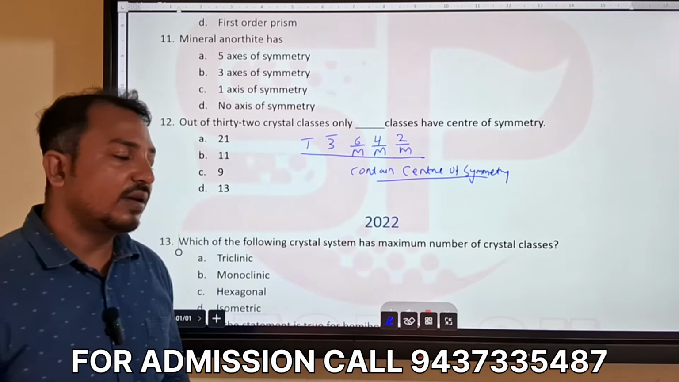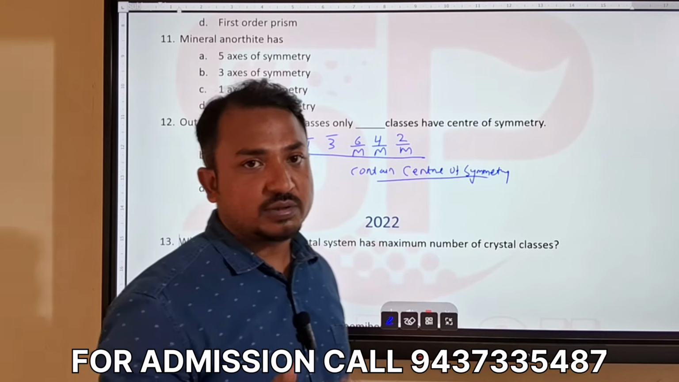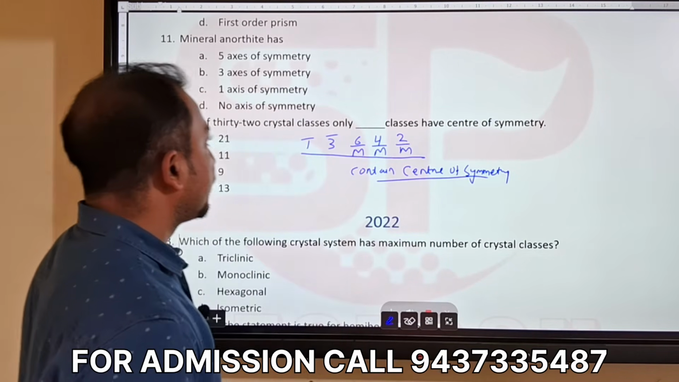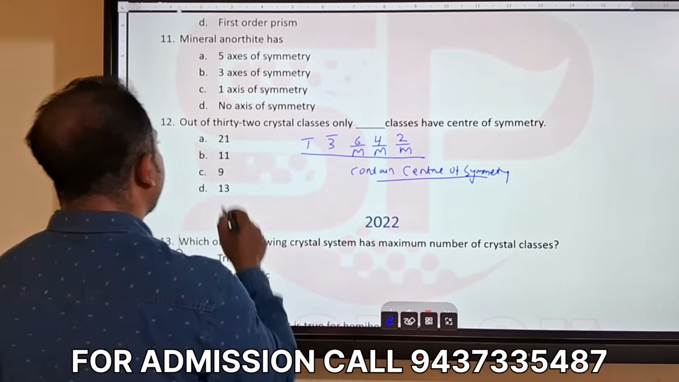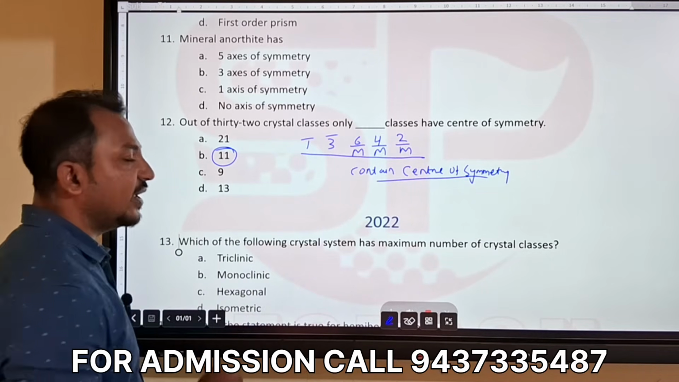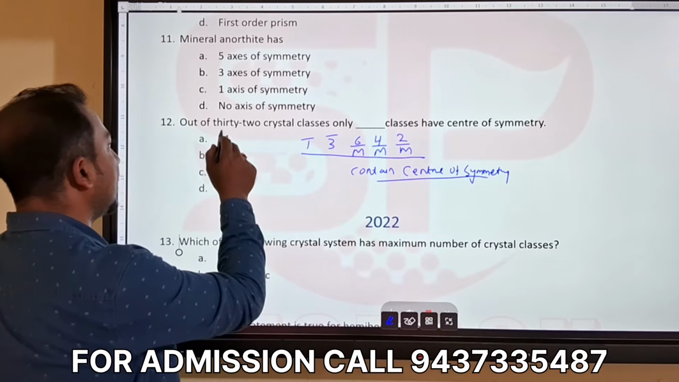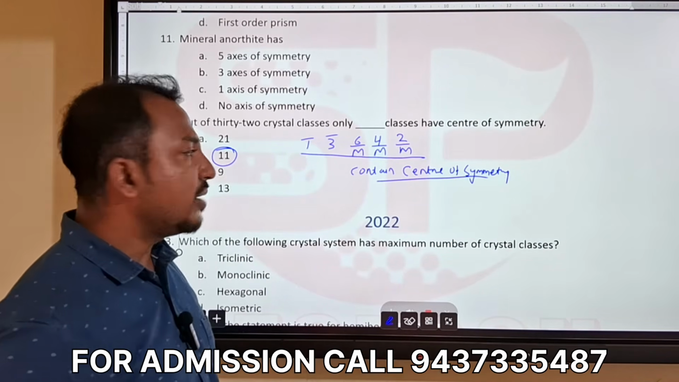Remember, of all the symmetry classes, that is 32 symmetry classes, only 11 classes have a center of symmetry. Only 11 classes have a center of symmetry. Then 21 classes don't have any center of symmetry.